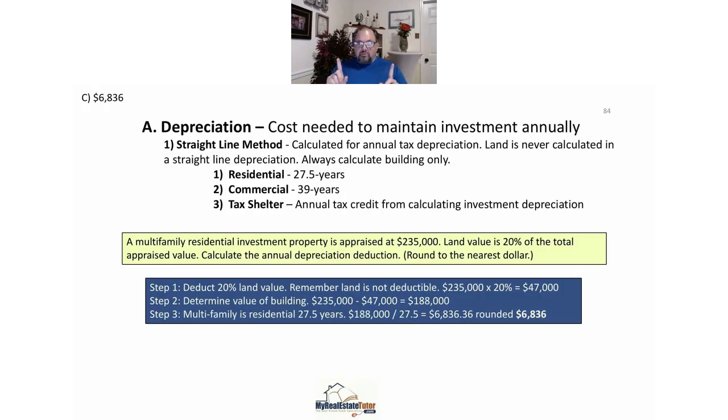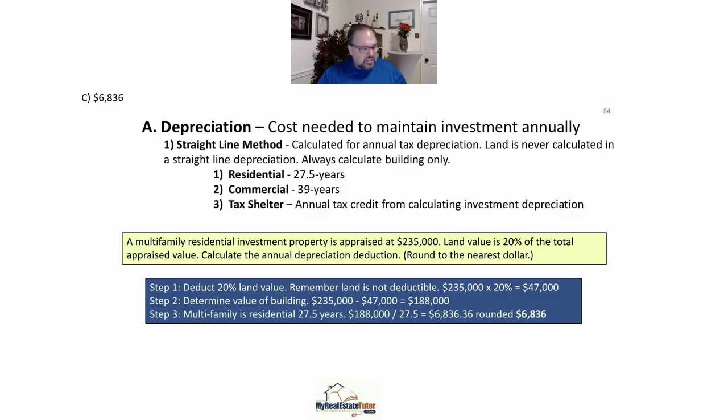Okay? A couple things you got to know. Residential and commercial, the IRS code gives us those useful times. If you don't see it in the problem, if they don't give you the useful life in the problem, then you need to default to what the IRS code gives us. If they have a useful life in the problem, you want to use that. Okay?